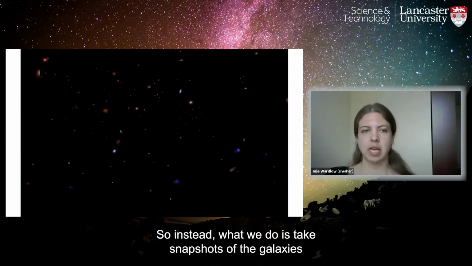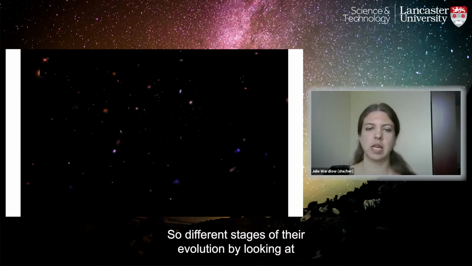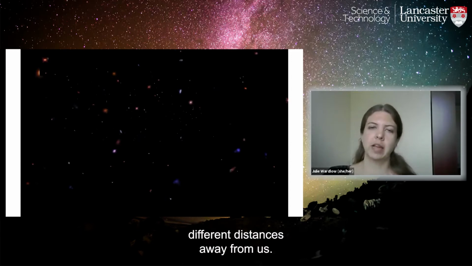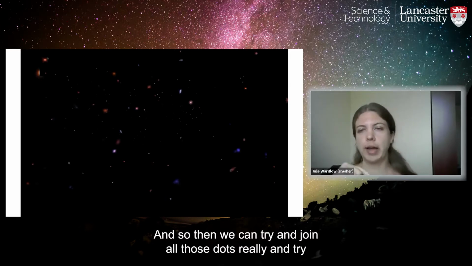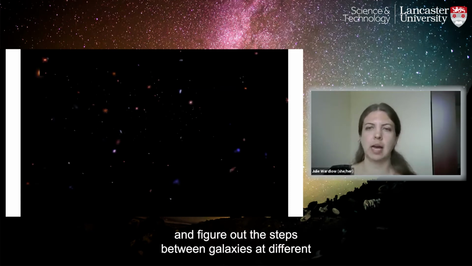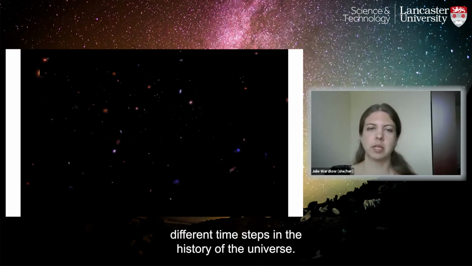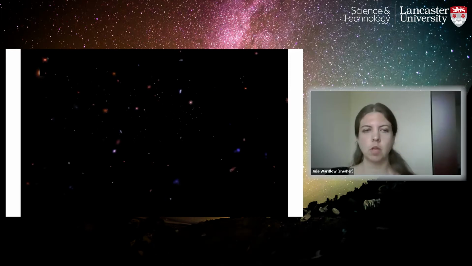So instead, what we do is take snapshots of the galaxies at different times, so different stages of their evolution, by looking at different distances away from us. So that's different amounts back in time. And so then we can try and join all those dots really, and try and figure out the steps between galaxies at different time steps in the history of the universe.